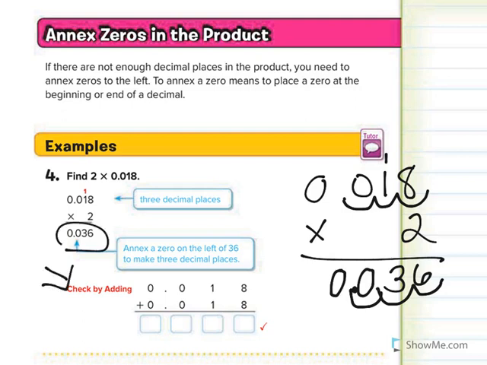Now they're also showing you a nice skill here to check your multiplication if you'd like. Since you know that multiplication is repeated addition, you can add those numbers up. So you know that 2 times 18 thousandths is the same as adding 18 thousandths twice. So if you did that, 8 plus 8 is 16, regroup. 1 plus 1 plus 1 is 3, 0 plus 0 is 0, and 0 plus 0 is 0, and you bring down your decimal point. So either way, you're going to get 36 thousandths, and you know that you are correct.